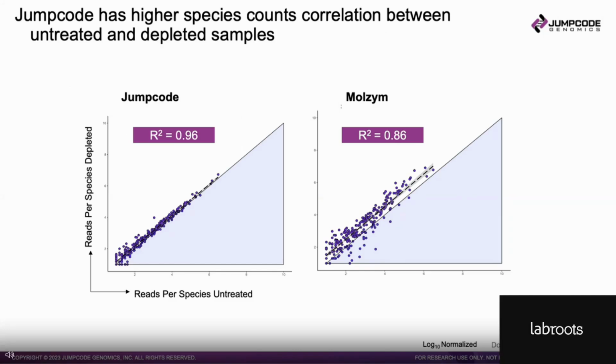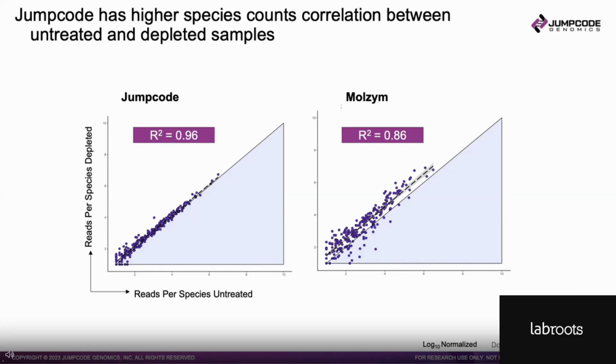Here, we are looking at the correlation graphs generated using sequencing read data from the samples that were tested. On the y-axis is the reads per species in samples treated with either the Jumpcode host depletion kit, which is the graph to the left, or MolYsis Basic5, which is the graph to the right. The x-axis represents the reads per species in untreated samples.